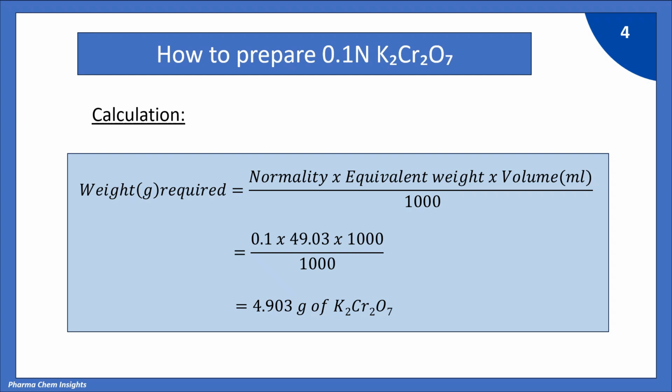Now let us see the calculation part. So here is the formula. Weight in gram required is equal to normality into equivalent weight into volume in ml divided by 1000. So by putting the values, normality is 0.1, equivalent weight of K₂Cr₂O₇ we calculated 49.03 and volume we are preparing is 1000. So by calculating this we get 4.903 gram of K₂Cr₂O₇.